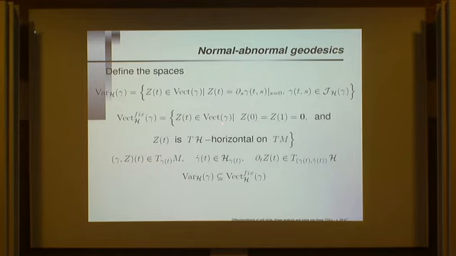Because this Z has nothing to do with the variational family. It's just whatever vector fields such that they start from 0, then start to increase, and then when you come here, they are again 0. If you have a variational vector field, then it will satisfy that. So what we see is that this space belongs to that one.